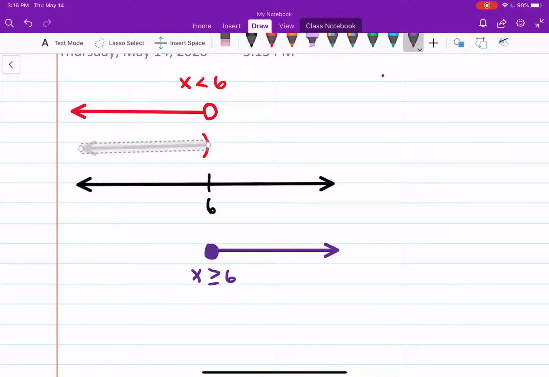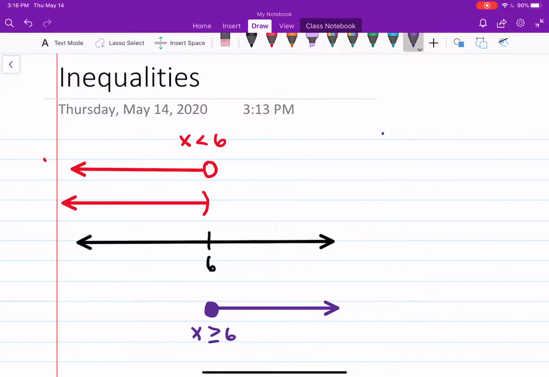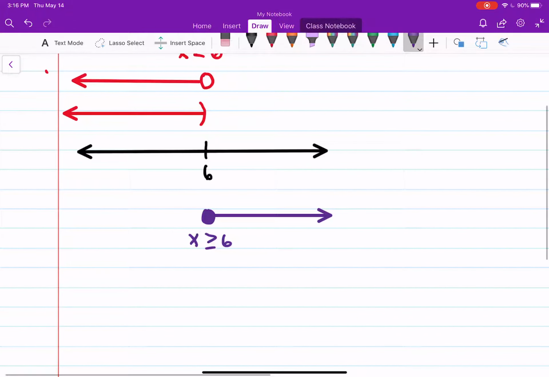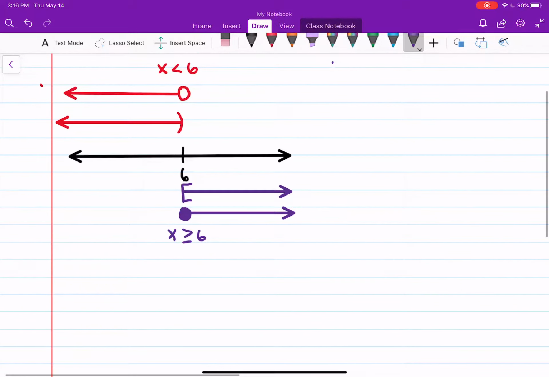And for the closed circle, oops. Wow, these lines are not very straight. There we go. And then for the closed circle, we're going to use a square bracket and then use the arrow. So that is what you're going to have to learn now. Okay? So let me put it together here. So open circle, parentheses, closed circle, square brackets. Okay? So that is what you need to know.